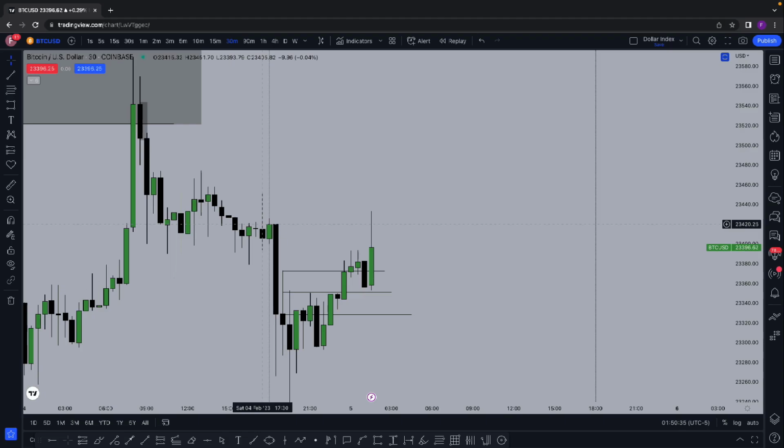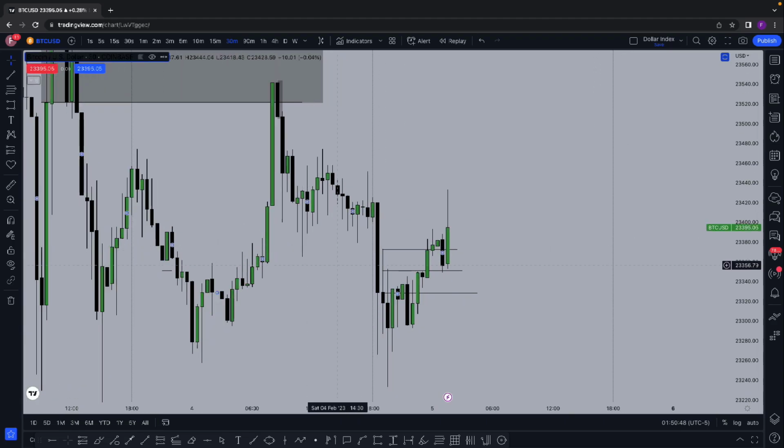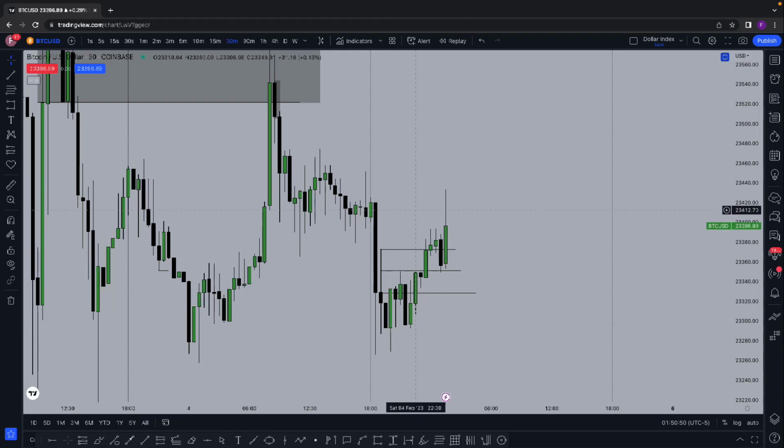And where's my liquidity pool? My liquidity pool is an X swing high, so I'm looking for price to try and find its way up over here. That's all. Now, what if it doesn't do that? If it doesn't do that, then we are in a higher time frame buy model instead of a higher time frame sell model.